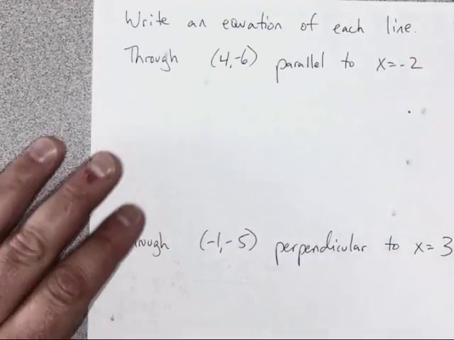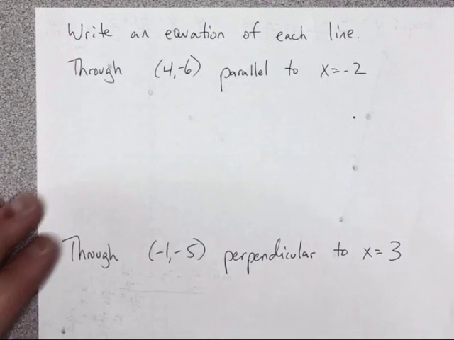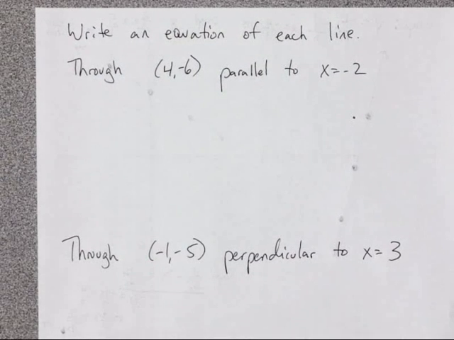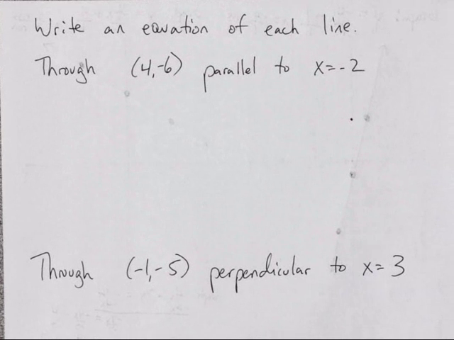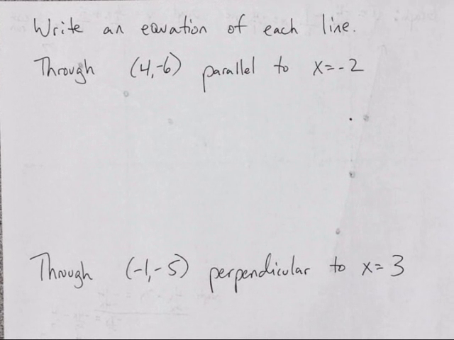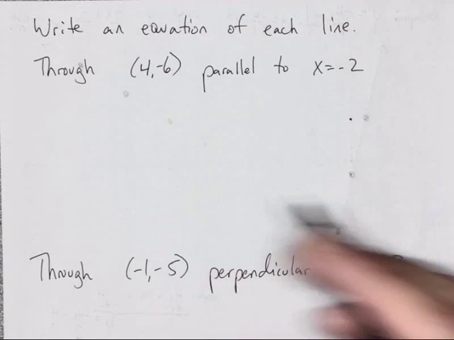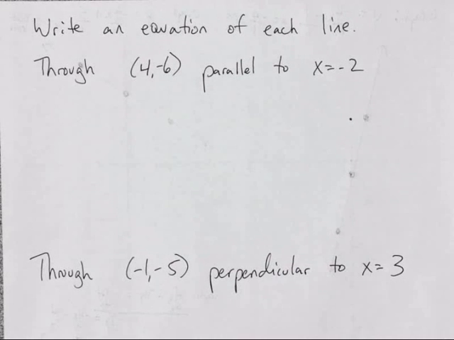All right. And then last but not least, I want to do these two problems. These two problems seem to stump students a lot of times, so I'm going to work on these here with you guys. So once again, write an equation of a line through this point, 4, -6, parallel to x equals -2. So let's just think about this graphically.